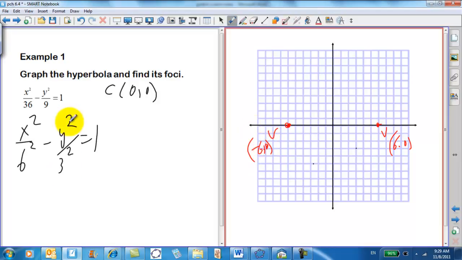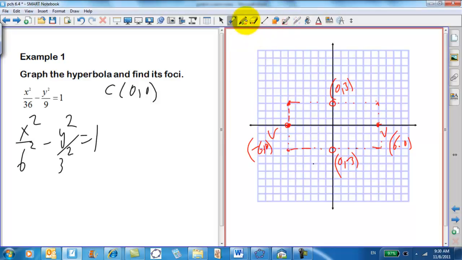We also have something at 3 each way in the y, but I'm going to put open circles there because those are actually part of the conjugate axis. And that's using the b to come up with a point on the conjugate axis. And now these form the box of extent. So we can put dashed lines in here. And it's the corners of the box of extent that we're going to connect now with diagonal lines.